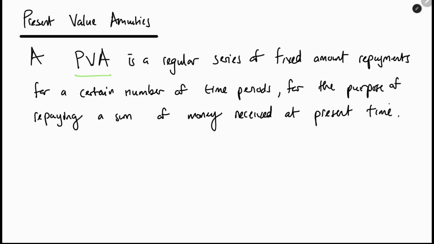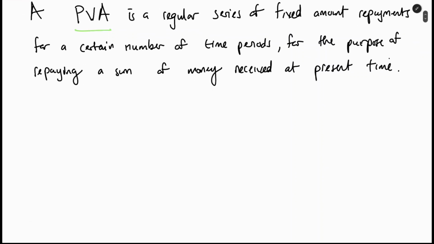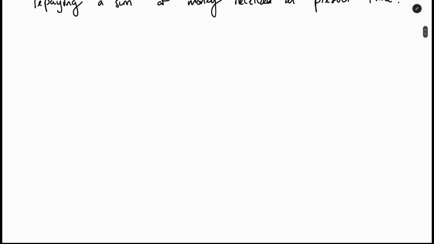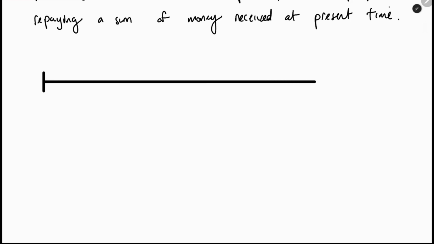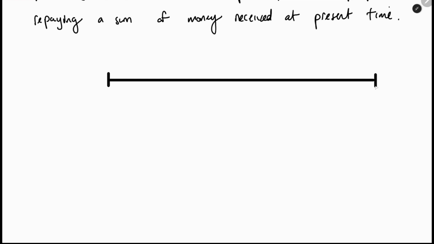Okay, so it's a regular series of fixed amount repayments for a certain number of time periods for the purpose of repaying a sum of money received at present time. So like a loan. This is best understood with a timeline. So I'm going to draw a timeline over here. Let me rather do it like this. Okay, and then this is of course T naught, which is present time.